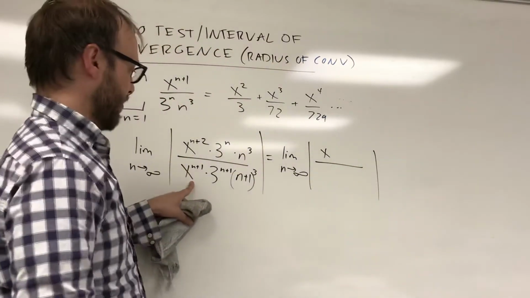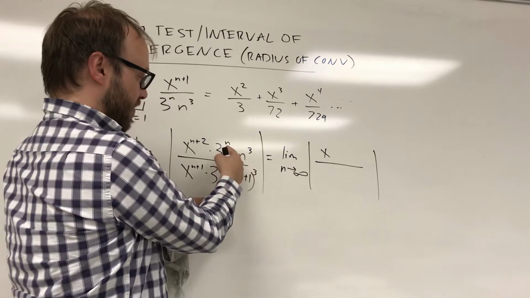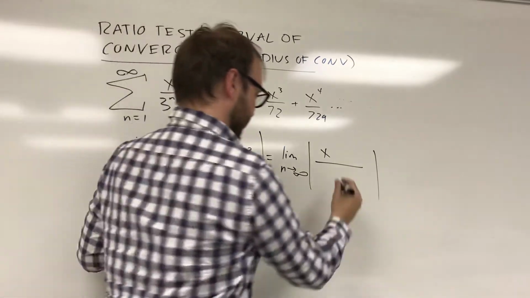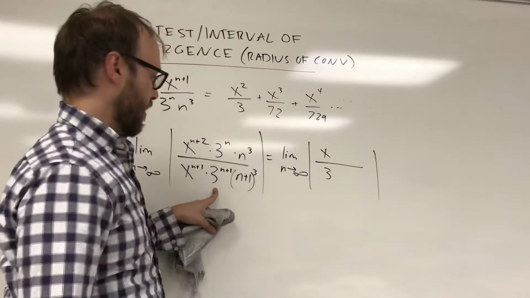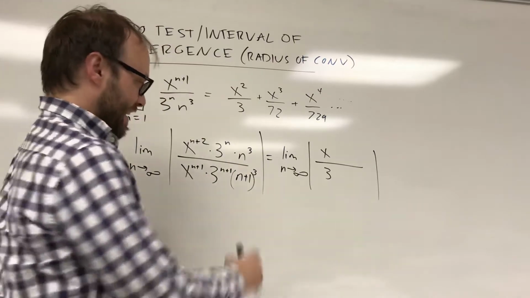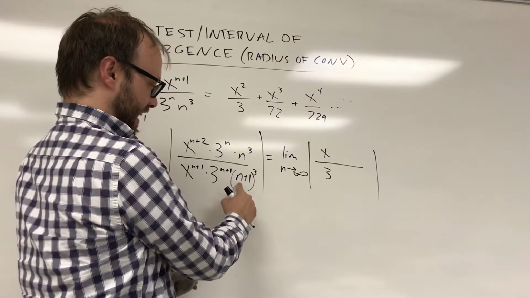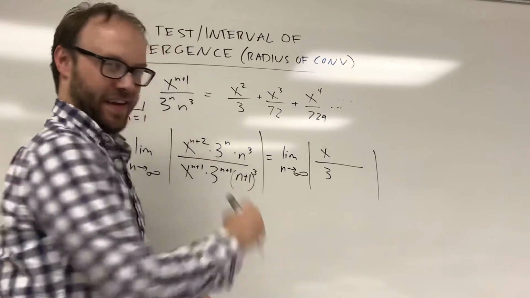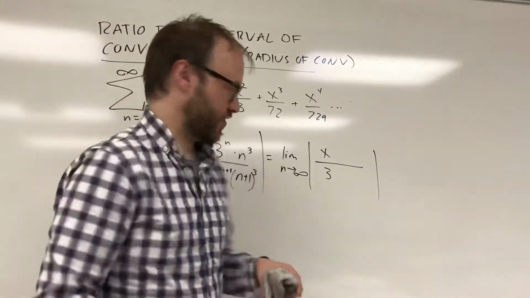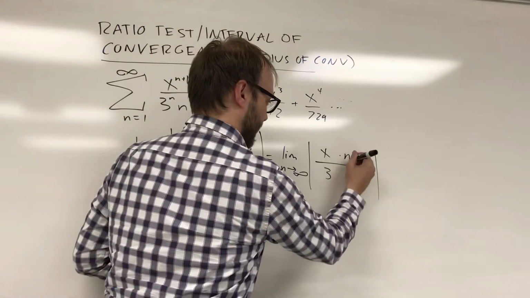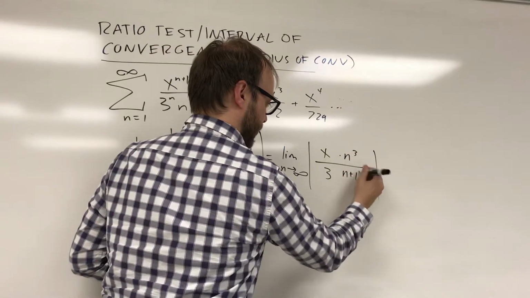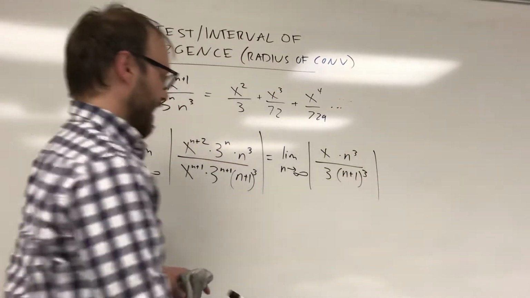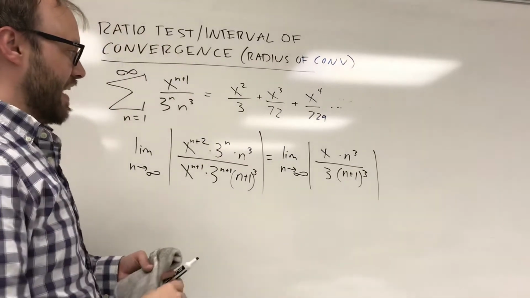Don't lose your absolute value. n 3's will divide out of the top and bottom. That'll leave me with a single 3 in the bottom. Okay? This is n cubed. This is n cubed plus 3n squared plus 3n plus 1, I think, if you FOIL that out. It's a mess. I'm not going to multiply it out. I'm actually going to leave that as n cubed over n plus 1 to the third, okay? For a reason that you'll see in just a second.